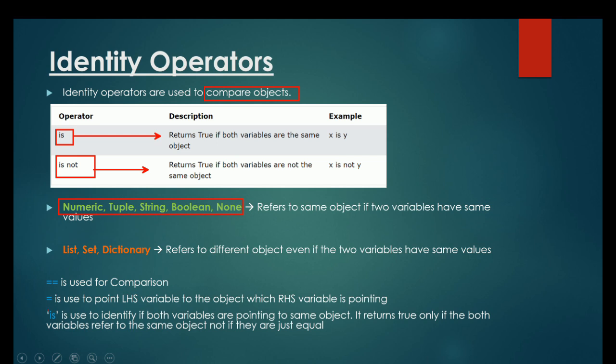We have already discussed the "is" keyword. "is" is used to identify if both variables are pointing to the same object. It returns true only if both variables refer to the same object, not if they are just equal. So let's understand this using the code.